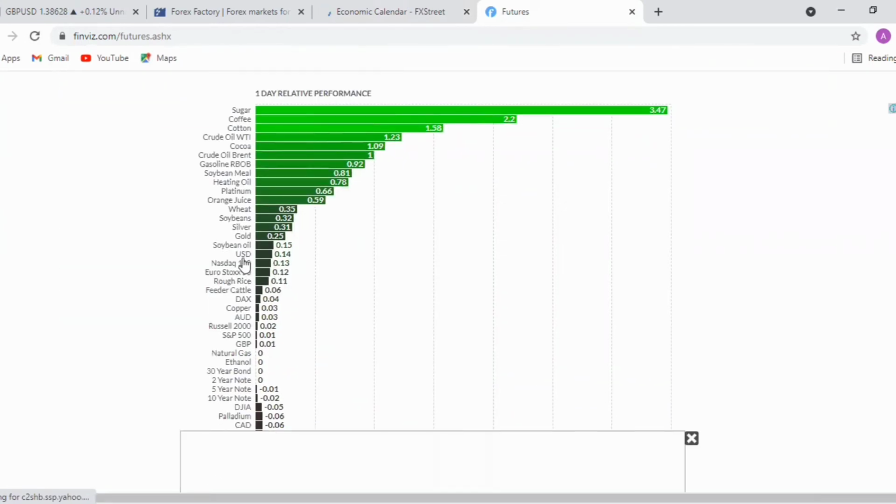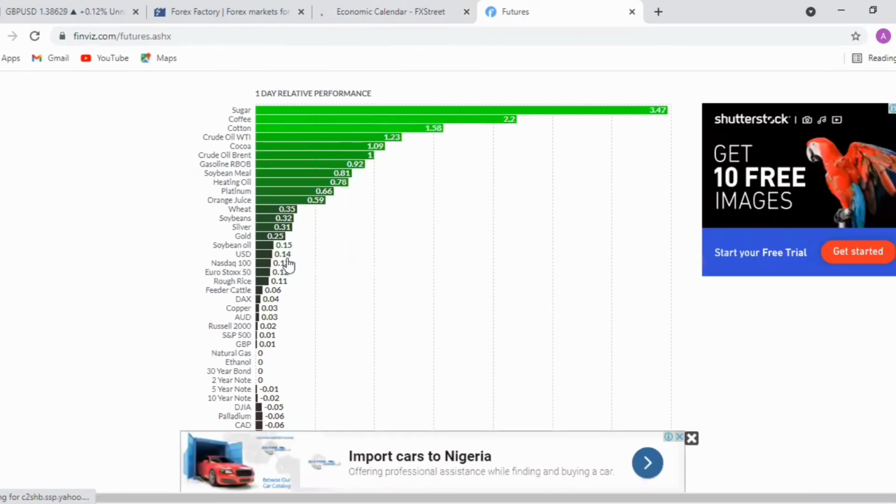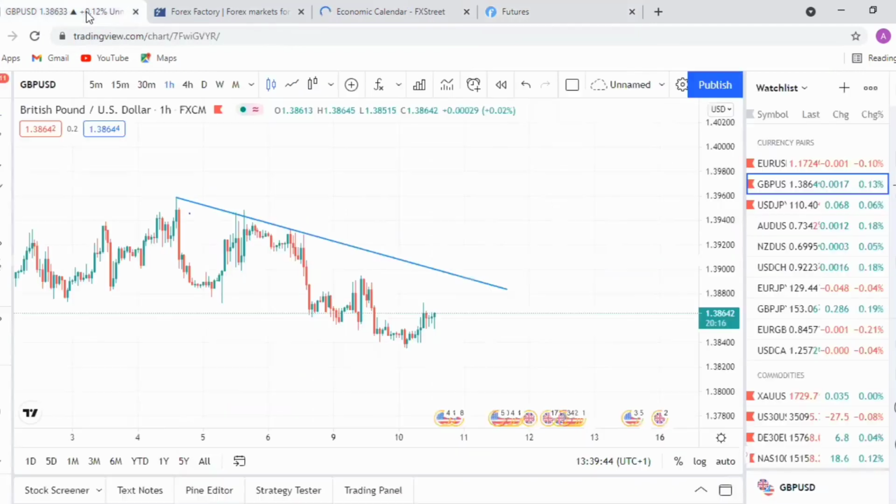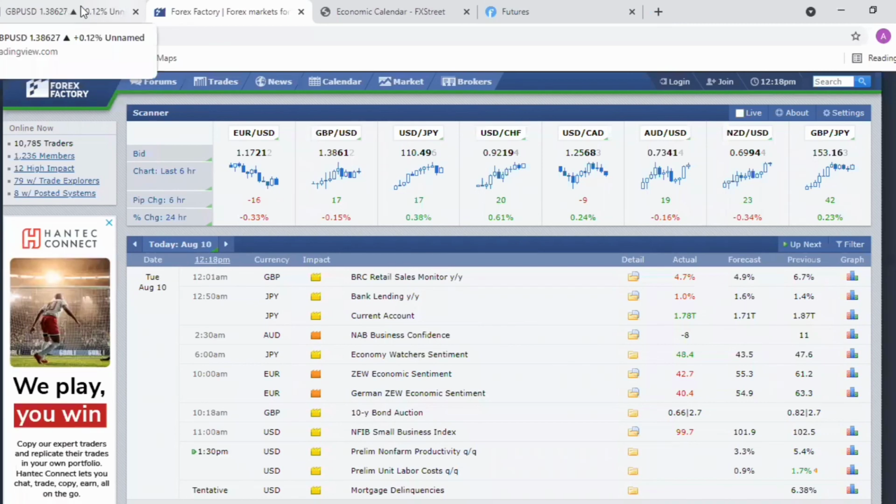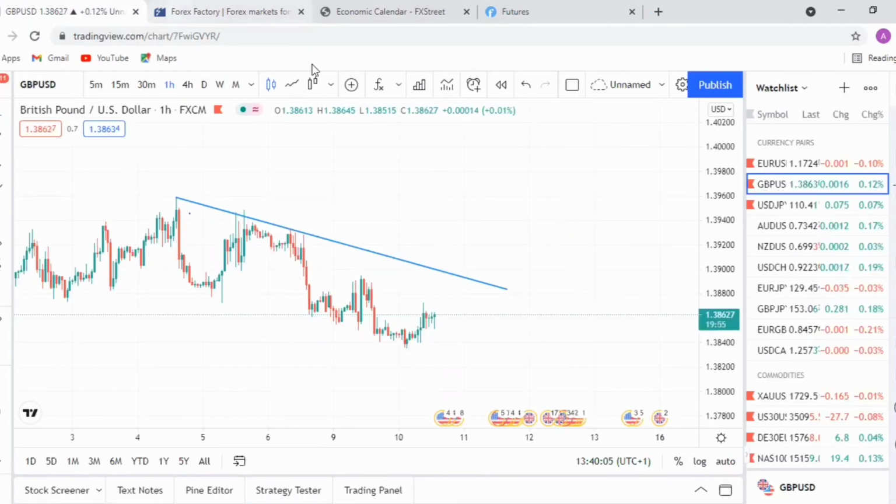Now you see USD here is 0.14 and GBP is 0.01. So USD is stronger than GBP at this moment, and I'm hoping that the market drops when the market buys up to this trend line. So that's just how simple your trading should be. You can go down to 15 minutes to make your entry a little bit faster, or clearer, if I may say. That's as simple as this.